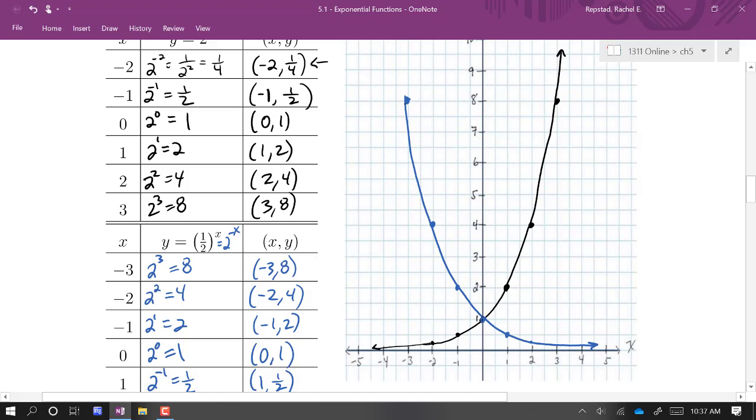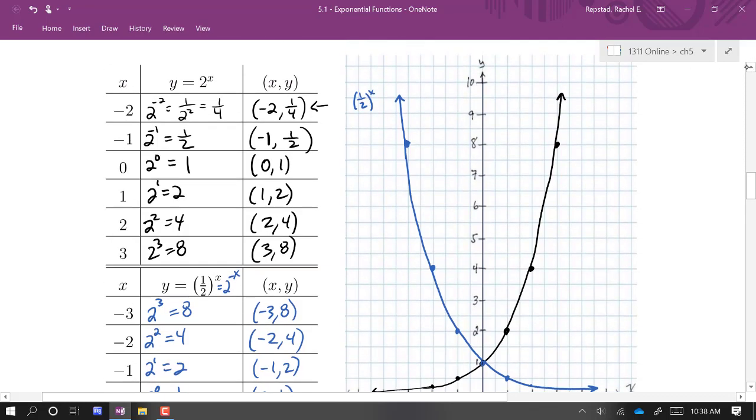Alright, so we know that if we keep going in the negative direction, it'll blow up. If we keep going in the positive direction, it'll get smaller and smaller because we're raising 2 to bigger negative exponents. So this one, I'm just going to label them. This is 1/2 to the x, or 2 to the negative x. The first one, that's 2 to the x. And now we have one more to do.